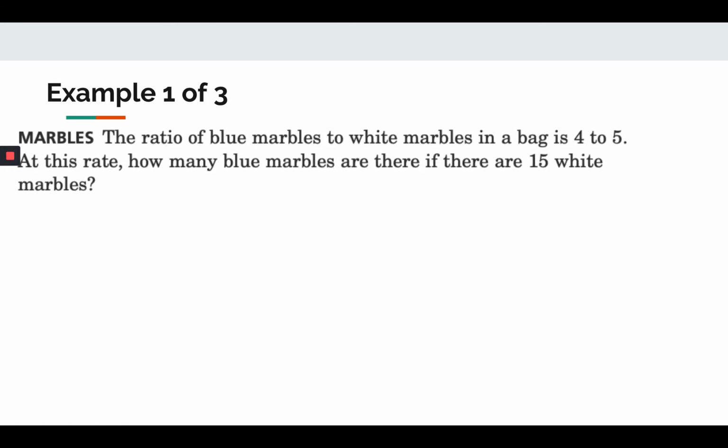So I'm going to give you 3 more examples. Example 1 is the ratio of blue marbles to white marbles in a bag is 4 to 5. At this rate, how many blue marbles are there if there are 15 white marbles? This is a great opportunity to pause your video to see if you can solve this. And I'm going to be quiet for just a couple seconds until I solve. Great. Well, if you paused it, welcome back. If you didn't, here you go.